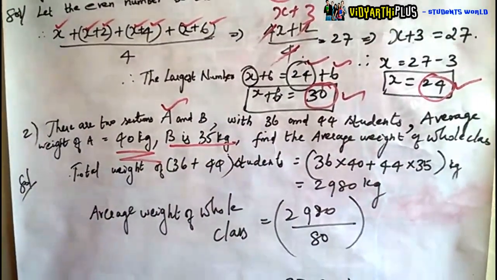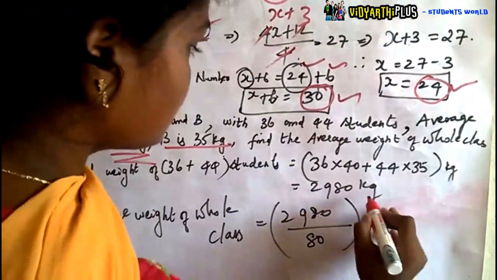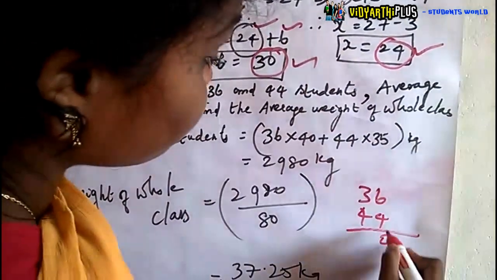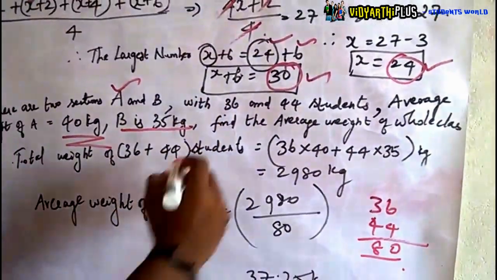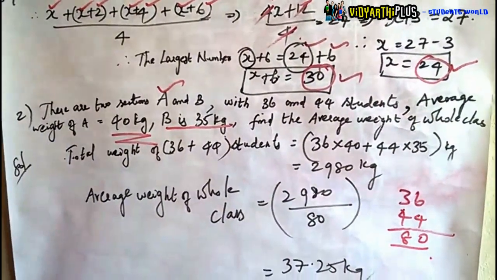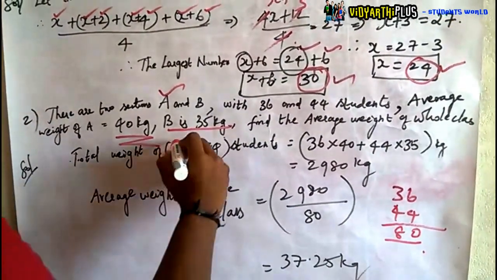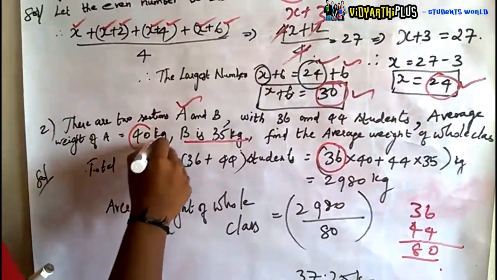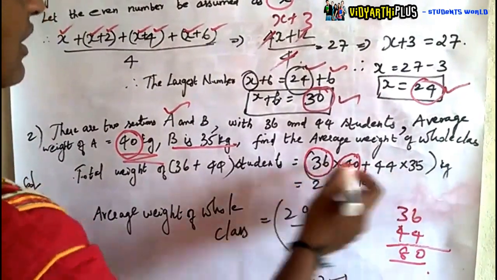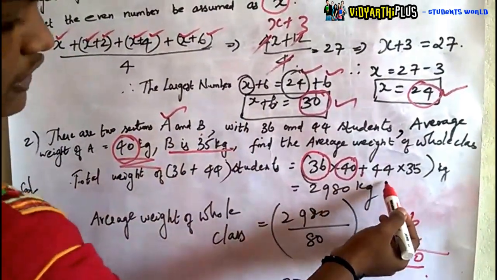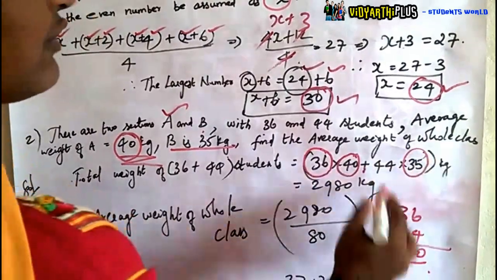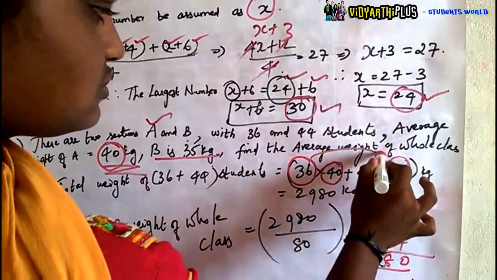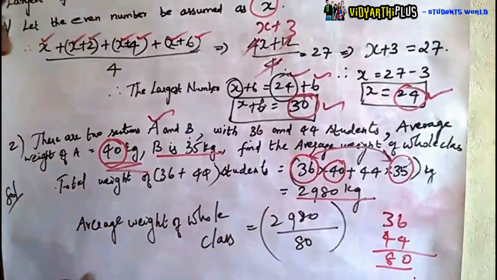Therefore now we have to find the total number of students in both sections. That is 36 students in section A and 44 students in section B, so we get 80 students. Now we have to find the total weight of all the students. Section A has 36 students with average 40, so 36 into 40. Section B has 44 students with average 35. Adding 36 into 40 and 44 into 35, we get 2980 kg.